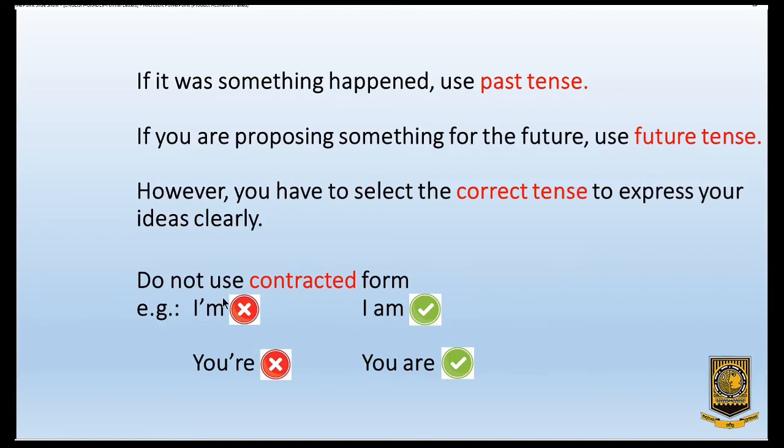Then, in friendly letters, informal letters, I told you to use contracted forms like I'm. But in formal letters, we do not use contracted forms. For I'm, we use I am. You're, you are. Don't use the contracted form. This is official. The language should be clear, so write like this, not the contracted form. Okay.